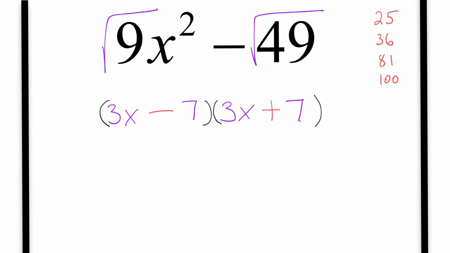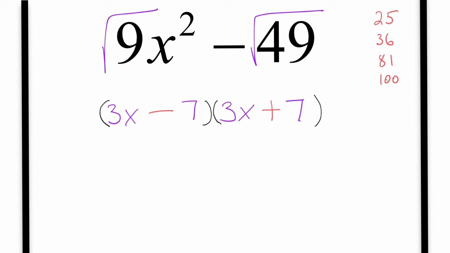But the answer when you guys are factoring for this difference of squares are these two factors. So the answer is this: 3x minus 7 times 3x plus 7. Those are the factors. They're almost the same binomials, but they do have different signs. So they're not the same, but they're similar.